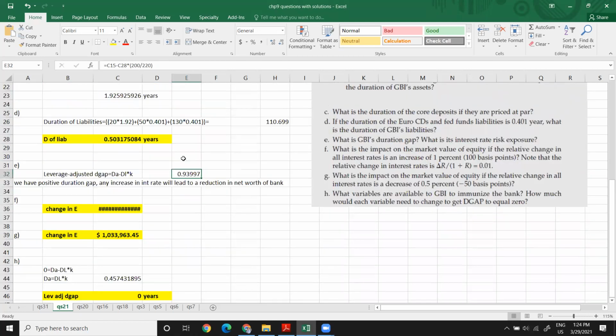Do you have any questions up to this point? Okay. Now we know the exposure of the interest rate, how it will affect. We know the positive here.